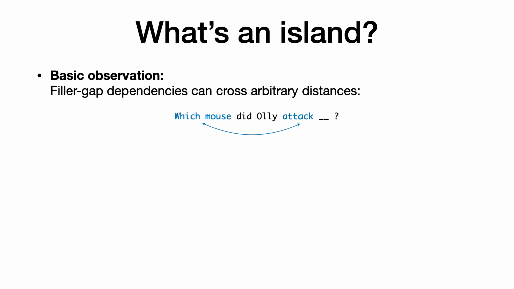And what's interesting is that these filler gap dependencies, and you'll recall from the Phillips and Wagers papers, we use this term because there's a gap, a part of the sentence where something is missing that's associated with the filler, right? The phrase that has the relevant function that's missing. And we can see that these filler gap dependencies can cross arbitrary distances.